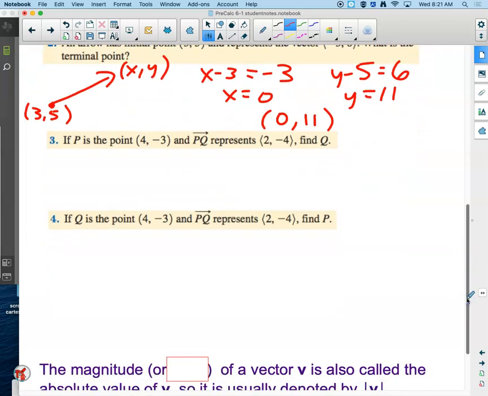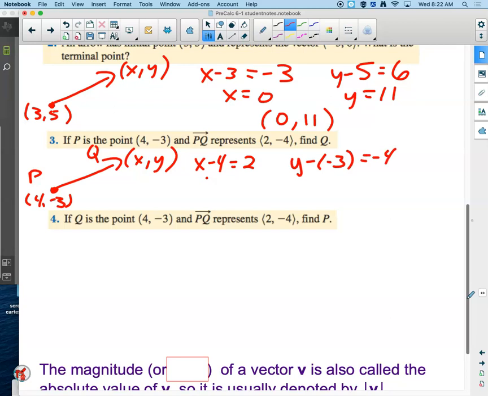Number 3. If P is the point 4, -3, and our vector is PQ, well, that just told me that this is the tail at P. And again, they're giving me the answer. They're telling me that our vector PQ is represented by 2, -4, and we're supposed to find that terminal point again. So same kind of math that we just did. We don't know what it is, so we make it some kind of XY over here for Q, and we do a little algebra. And again, we stop and ask ourselves, okay, was this vector? Is this a point? And this was our head, so our terminal point. So we use an ordered pair notation for our 6 and -7.